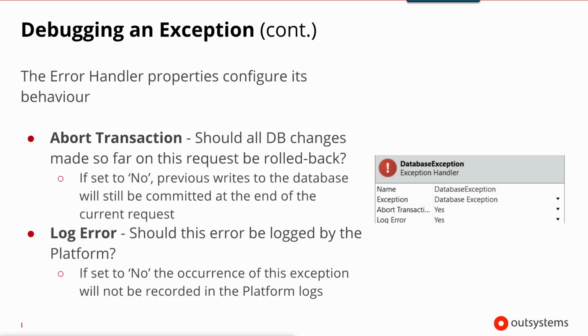Let's look in detail into a couple of properties of the exception handler node. One of them is Abort Transaction. It dictates if all the database changes, the writes and the deletes that you might have done during this request, should be rolled back or not. The default is yes, but if you set it to no, then the previous changes that you made to the database will still be maintained and committed at the end of the current request. The second property is the Log Error property. This states if this error should end up in the error log of the platform. The default again is yes, but if you set it to no, this will not be logged.